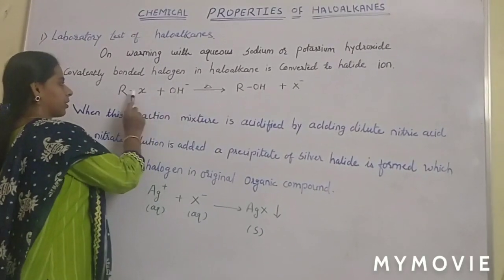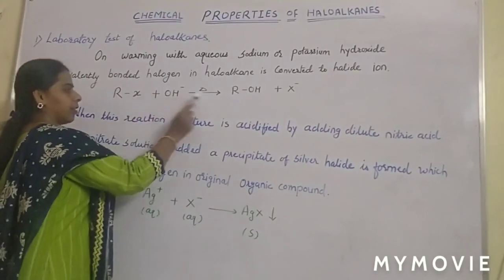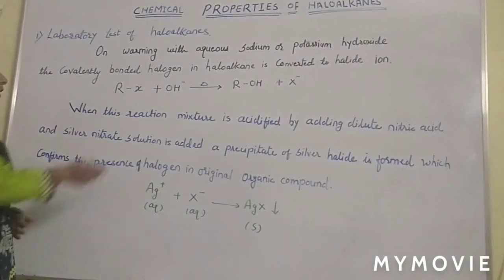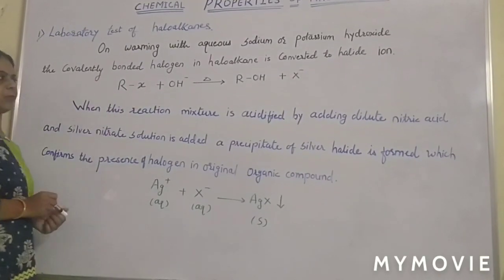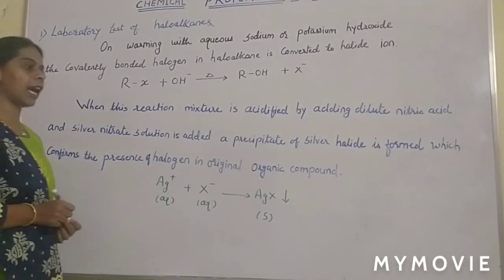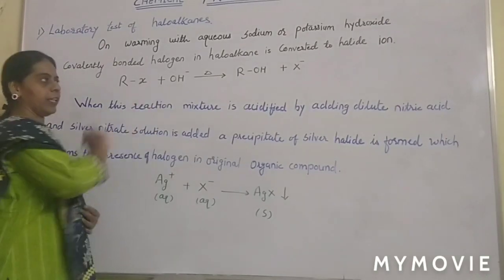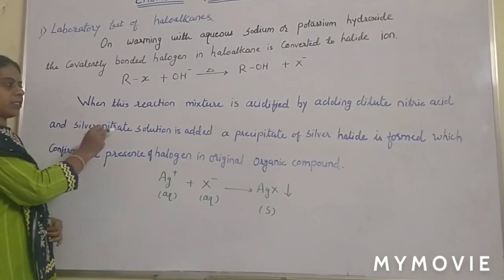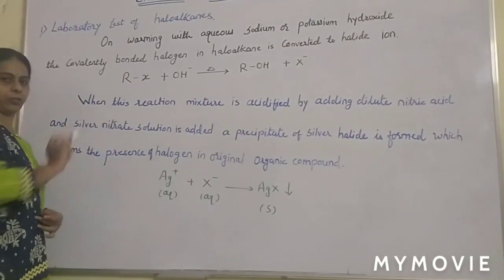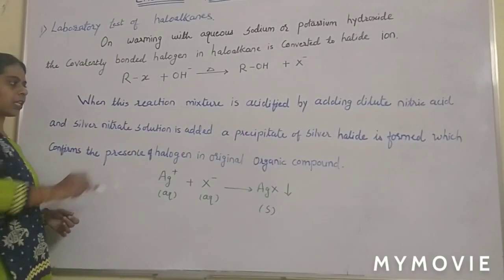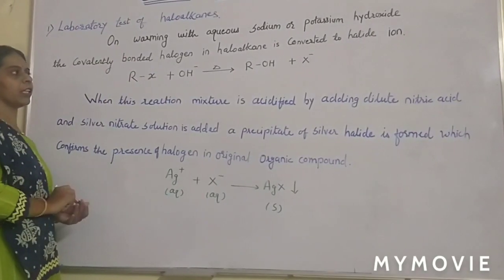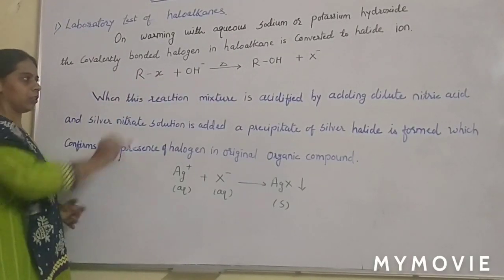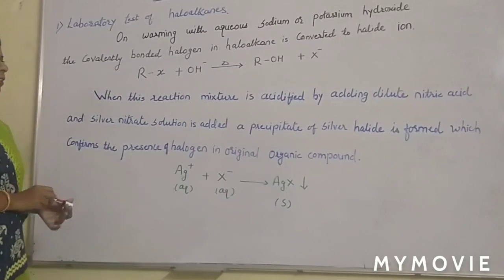So what will be the reaction? There is a formation of ROH and the halide will be separated. Now in this reaction mixture, when this reaction mixture is acidified by adding dilute nitric acid, and the same reaction mixture is treated with a silver nitrate solution, that is AgNO3. So we will add the AgNO3 to that acidified solution of halide ions which is formed in the previous reaction.